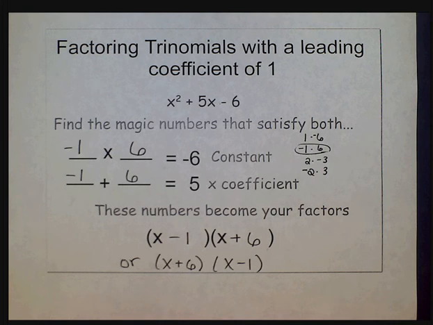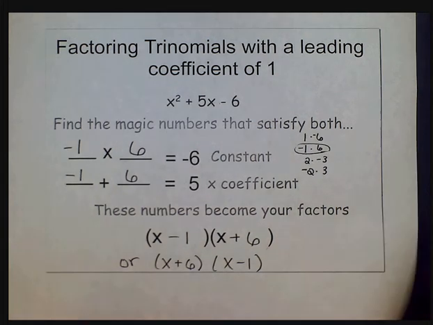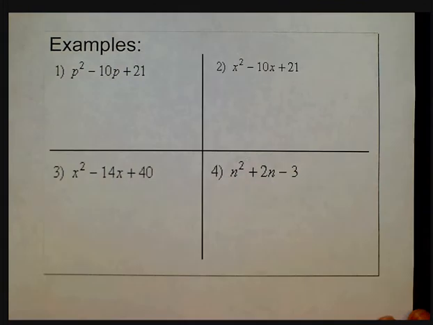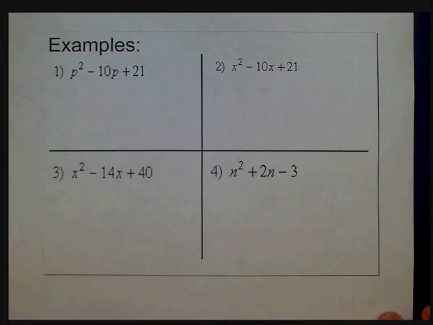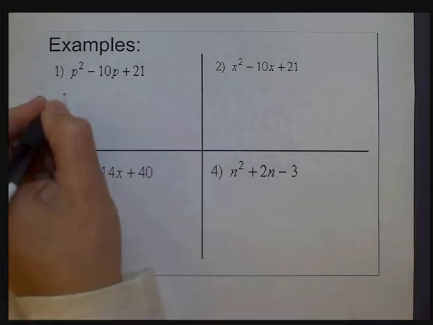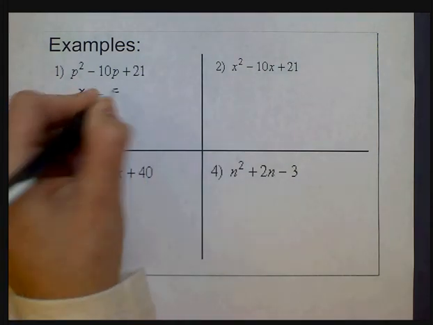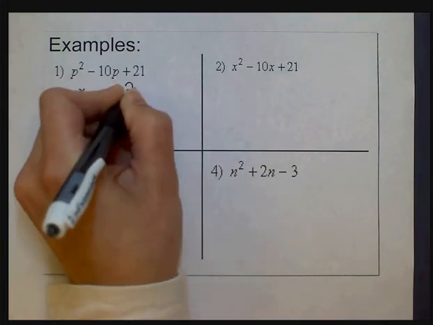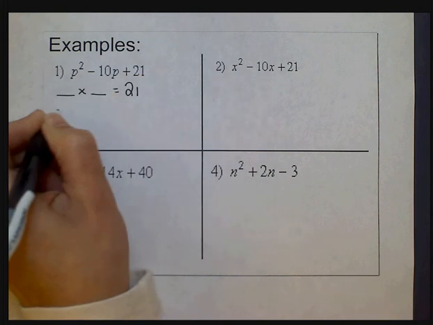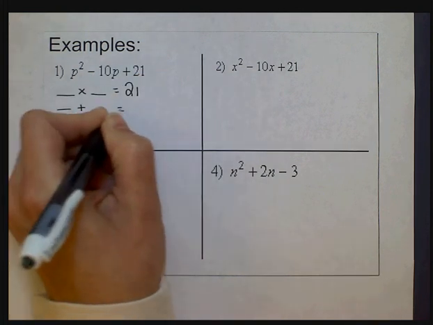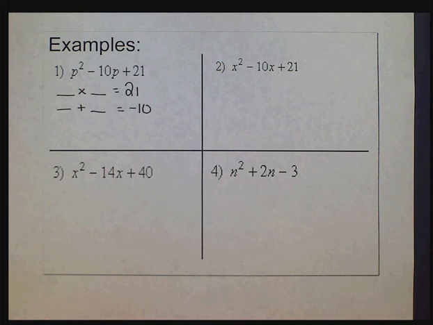Alright, so that's the procedure. Let's try some more examples. I have 4 examples on this slide. First one, p squared minus 10p plus 21. So I'm going to set up my two math sentences. I'm going to need two numbers that multiply together to give me a positive 21 from my constant, and that are going to add together to give me a negative 10.